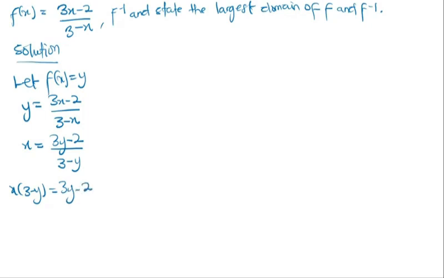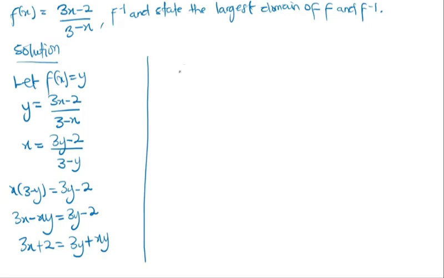3y minus 2. So we expand this, we have 3x minus xy is equal to 3y minus 2. Because I want to avoid negative, I will send the negative xy to the other side of the equal to sign. So I have 3x, I'll bring this negative over here, so it becomes plus 2 is equal to 3y over here. Then we bring the negative xy to the other side. Then we have positive xy.